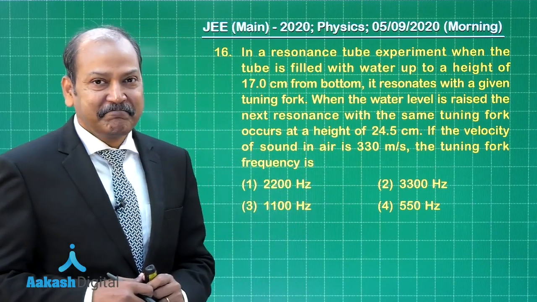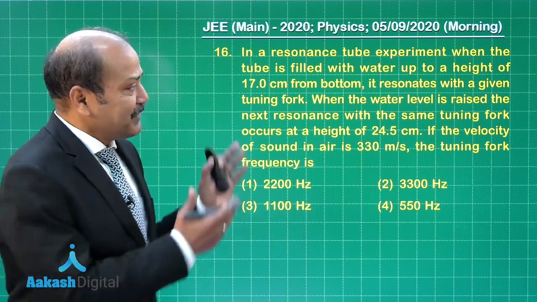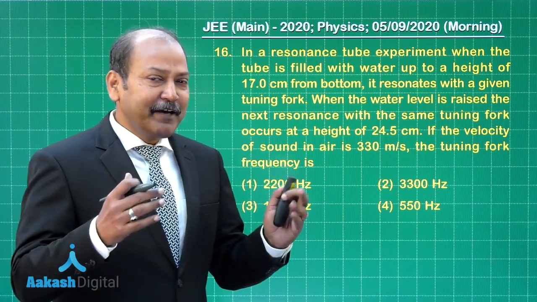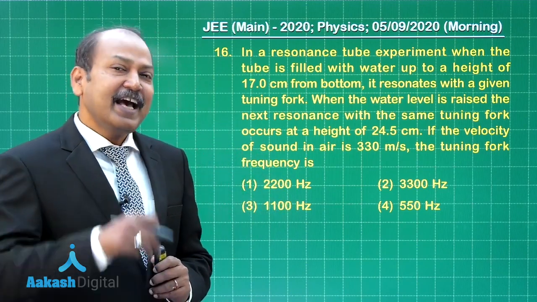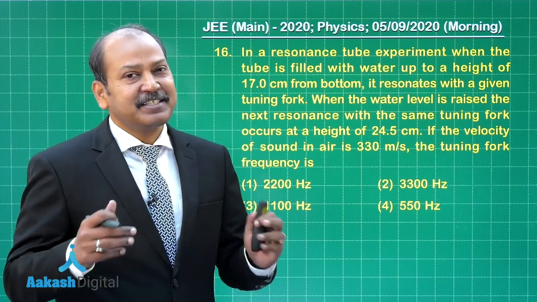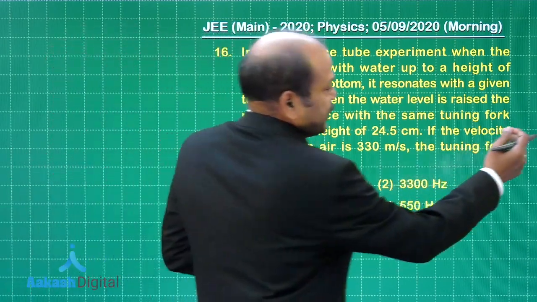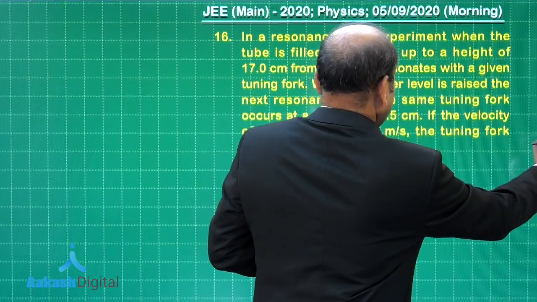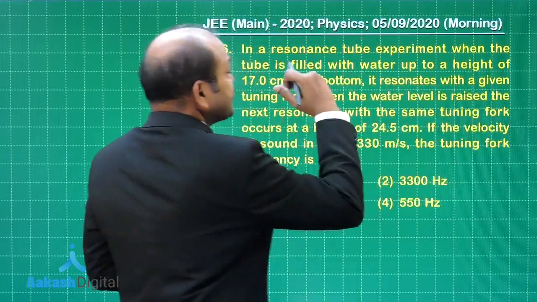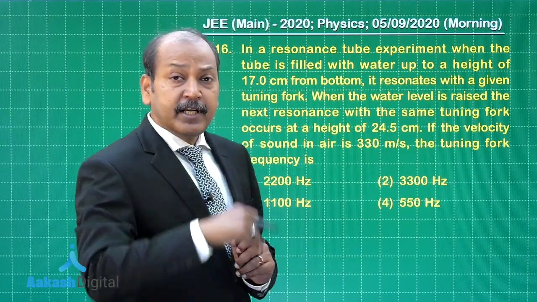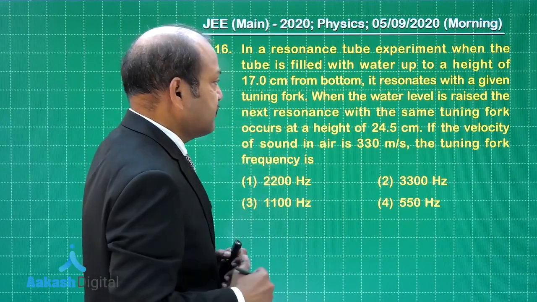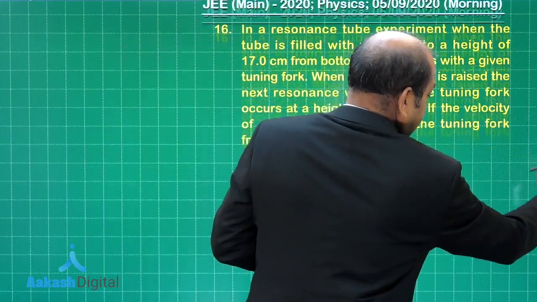four options are given. Well, clearly the question is from the topic waves, that too sound waves, and specifically in sound waves it is about the resonance tube. Let us draw a diagram to describe the situation. So, in the first case, the height of water level is 17 centimeter from the bottom. So, let us draw that.